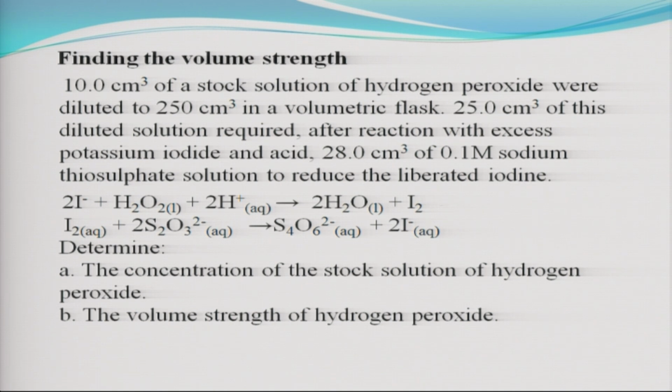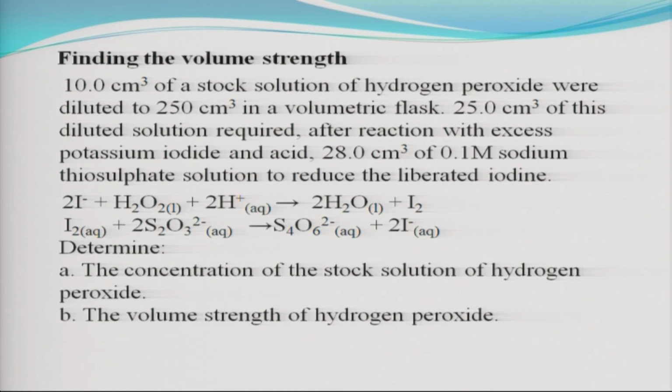Then the second part, the volume strength of hydrogen peroxide. So the question is that 10 centimeters cubed of a stock solution of hydrogen peroxide were diluted to 250 centimeter cubed in a volumetric flask. 25 centimeters of this diluted solution required, after reaction with excess potassium iodide and the acid.